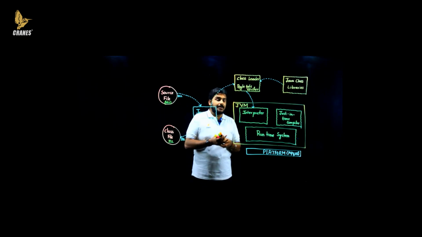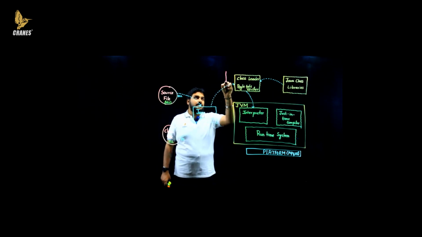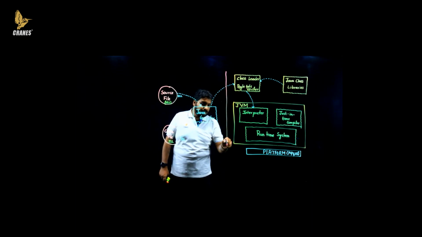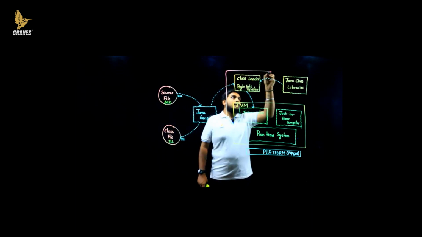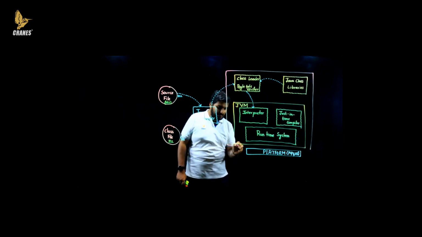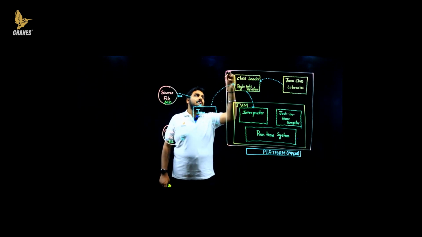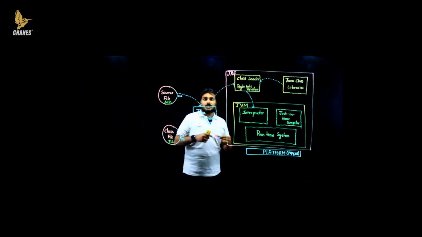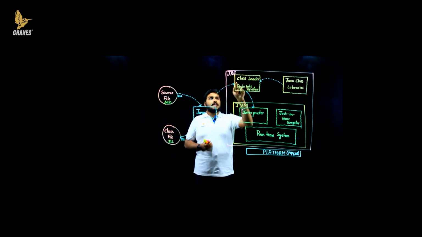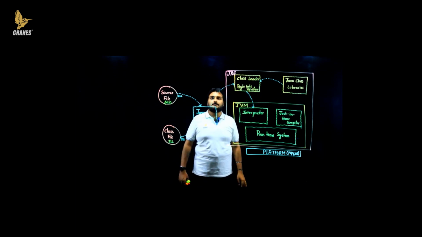And not just that, this JVM along with your class loader and your Java class libraries is present inside one more component. Who is that, sir? That one more component is called your Java runtime environment. So what does the Java runtime environment contain? It contains the class loader, bytecode verifier, Java class libraries and your JVM.